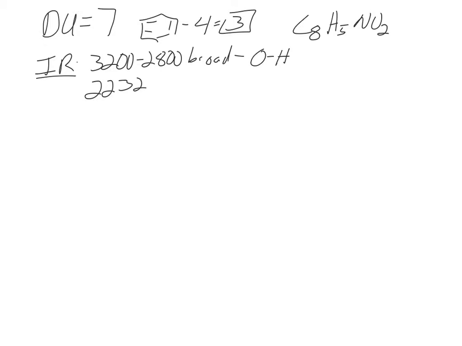2232. What is that going to be? What could that be? It could be a nitrile, or what else could it be? Or C triple bond C, right? We're not sure. We don't know. The IR doesn't eliminate those possibilities. It gives us options. What about 1703? What does 1703 tell us? What kind of stretch is that for? What functional group? C double bond O.